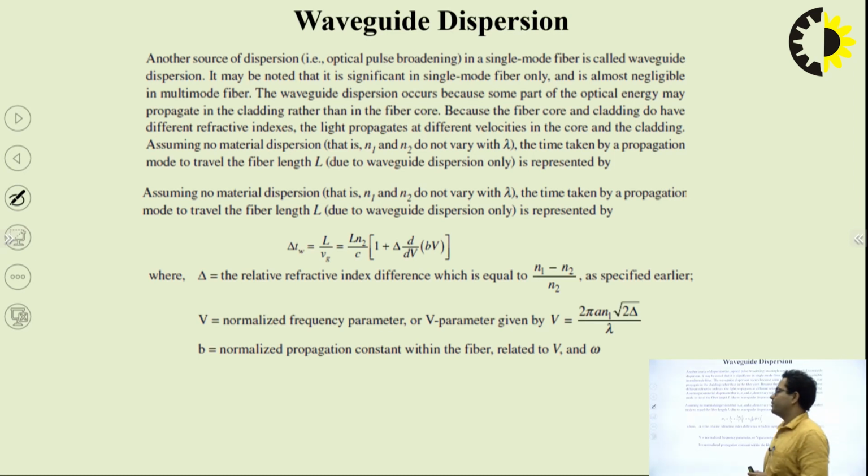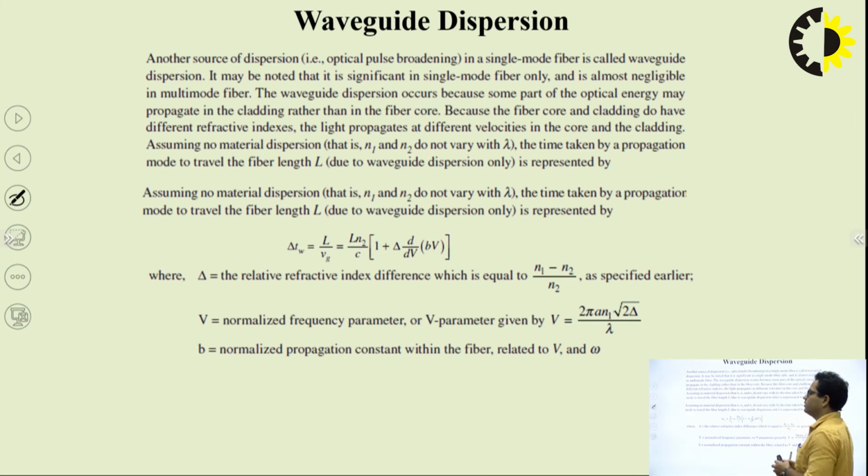Now the next thing is the waveguide dispersion. What is waveguide dispersion? In the previous one, material dispersion, we saw the variation in the refractive index of the fiber when a different wavelength is launched. When a different wavelength is launched, they face a different refractive index, so they travel with a different velocity, and they arrive at the end of the fiber at a different time, which leads to a spreading of a pulse.